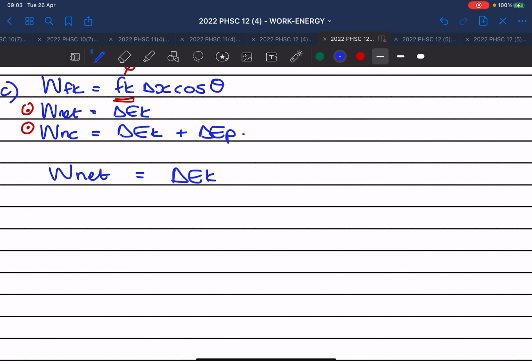Okay, so if I looked at all my forces, it's the work done due to the frictional force plus the work done due to the normal force plus the work done due to gravity is equal to the change in kinetic energy.